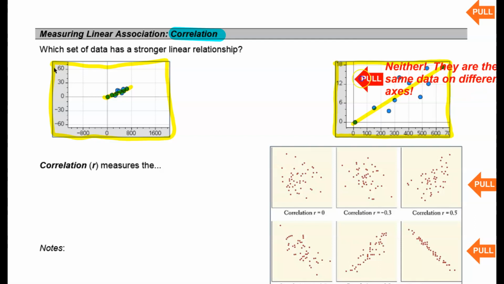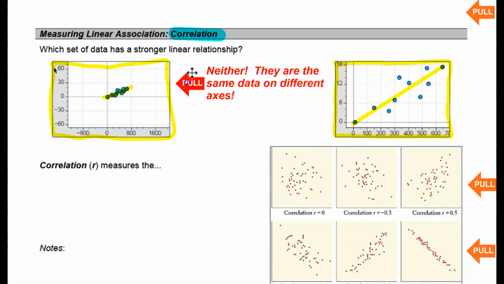So the question is, which set of data has a stronger linear relationship? And the answer to that question is neither, folks. I was trying to trick you a little bit there. They're both the same set of data, just on a different scale. Notice the x-axis and y-axis for both are different, but that is the same set of data on a different set of axes. So that just tells us that our view of the data is really dependent on what we choose to be our x and y axes, which leads into this note I'd like to share with you right here.